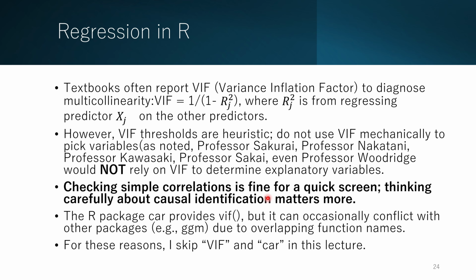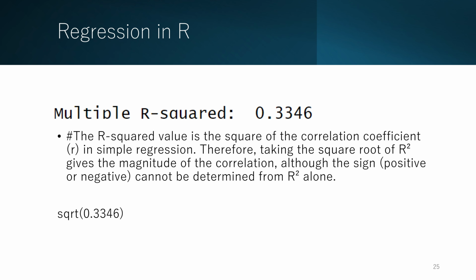Checking simple correlation is fine for a quick screen, and thinking carefully about causal identification matters more. Causality matters today, and VIF is not a very big issue today. Also in R, the car package provides a VIF, but it can conflict with other packages. So in this course, we will skip the VIF and focus on modeling choices that reflect the causal questions. That would be better, I think.